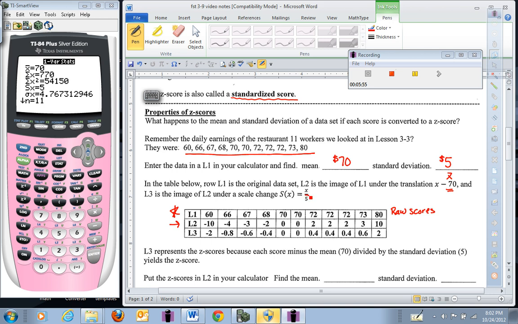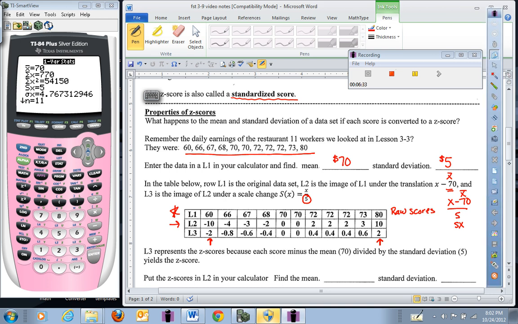So what you want to do is divide everything by 5, because in the z-score formula we would do x minus 70, that's our x bar, divided by our standard deviation, which in this case is 5. So that's our SX, standard deviation. When we do that, we see we have everything from 2 standard deviations below the mean to 2 standard deviations above the mean. L3 represents the z-scores because each score minus the mean of 70, which is what happened in L2, is divided by the standard deviation of 5, yielding the z-score.